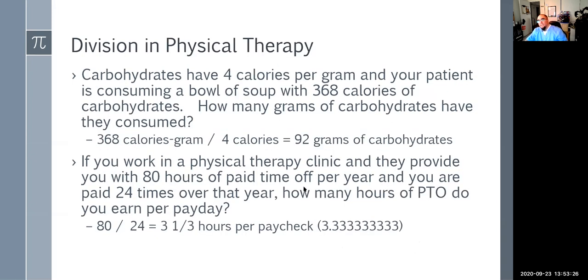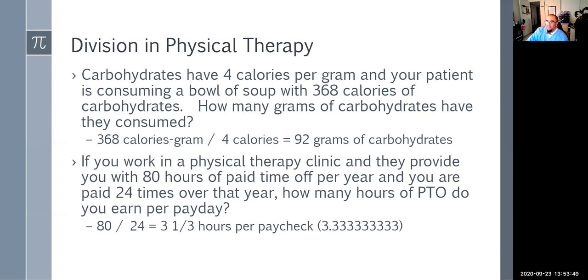So division in physical therapy, looking at carbohydrates here, because we always want to look at our carbohydrate intake, right? Carbohydrates have 4 calories per gram. The patient's consuming a bowl of soup with 368 calories of carbohydrates. How many grams of carbohydrates have they consumed? This must be a bowl full of crackers. That's a lot of carbohydrates.